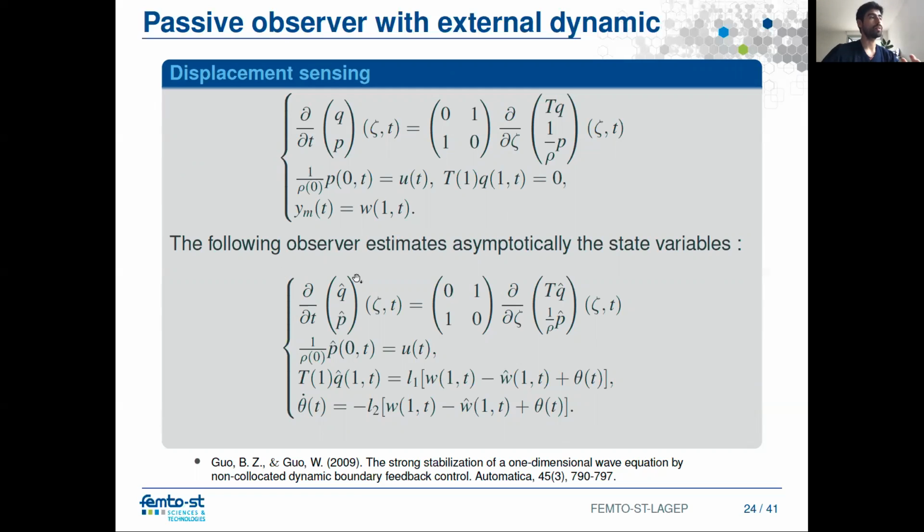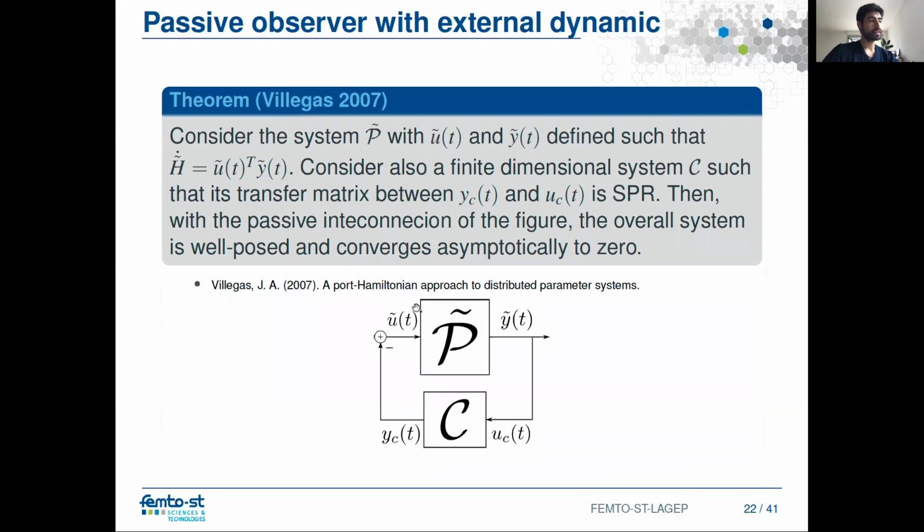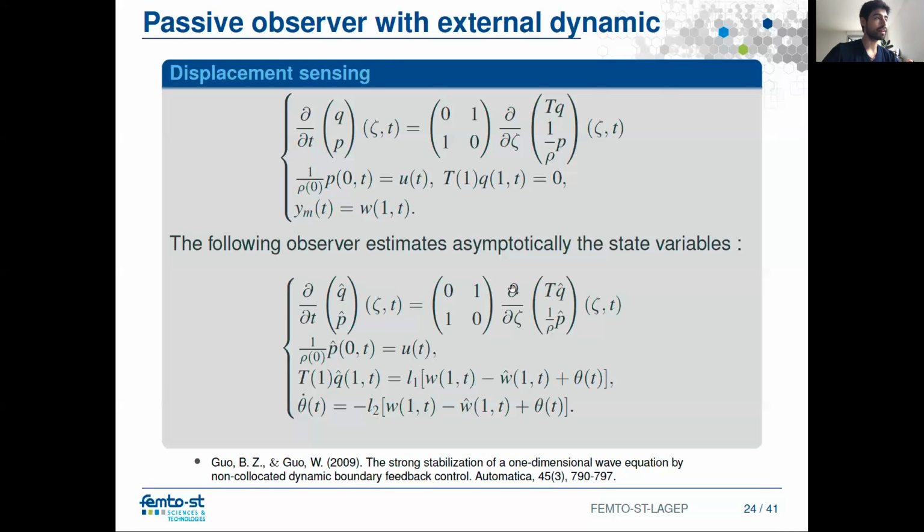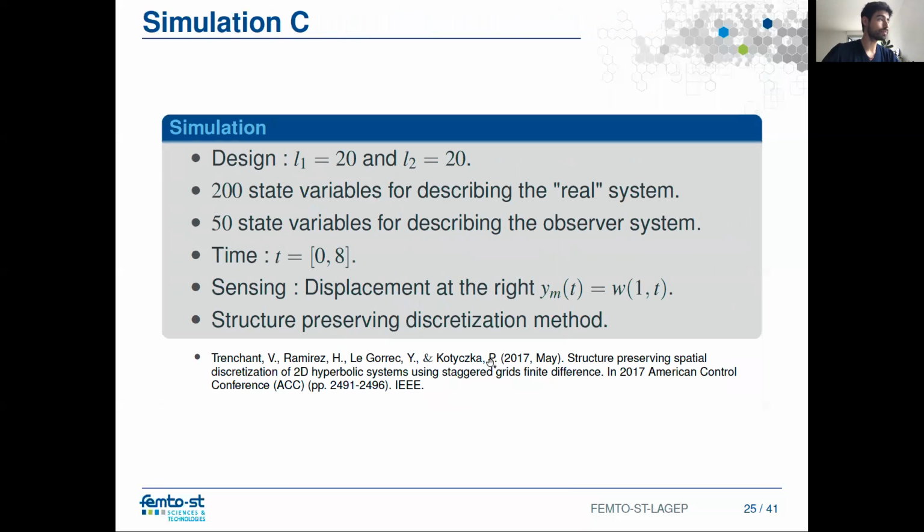But in this case, we proved that the error PDE, this one minus this one, is nothing more than the interconnection between two systems, and it's passive, and we have a strictly positive real system here, and then we have asymptotic stability. It's another way to deal with this problem. We do the design, exactly the same, but now we measure only the displacement at the right side, and now it takes more time to converge. We use the same discretization method.